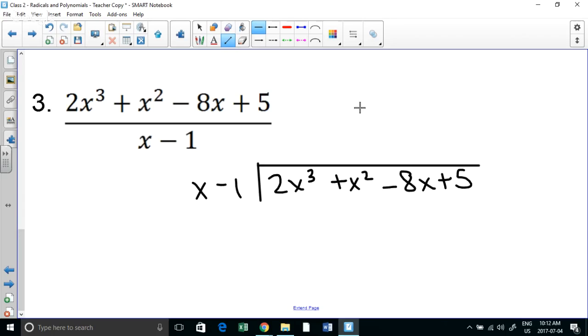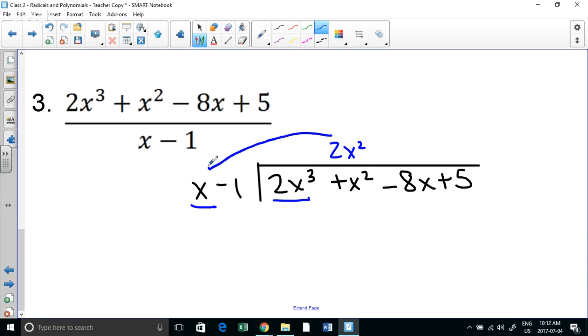Long division. First step is you take the polynomial divided by the first term of the divisor, divided by x gives you x squared. Since it's an x squared, you line it up with the x squared term here.